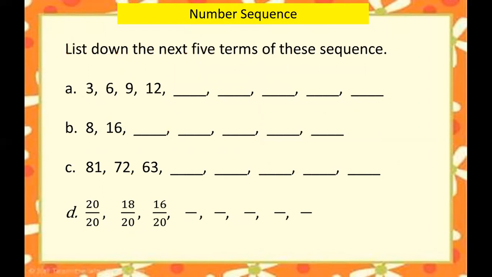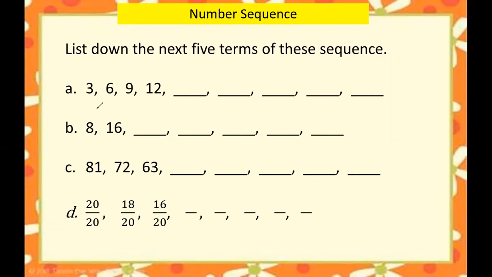Now let's work on this one. List down the next five terms of this sequence. Remember, Year 6, that terms means these numbers here. This is the first term, second term, third term, fourth term. The numbers in the sequence are the terms of a sequence. So we have here the first example: 3, 6, 9, 12. What do you think will be the next terms?